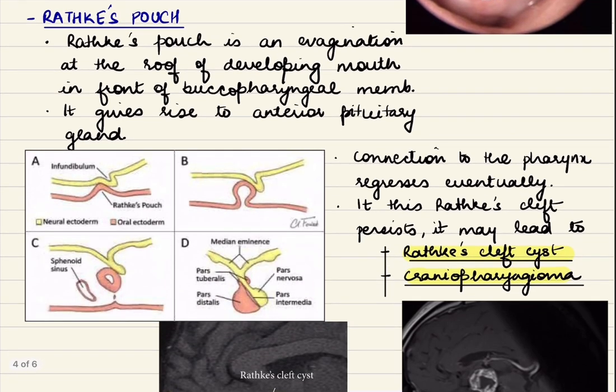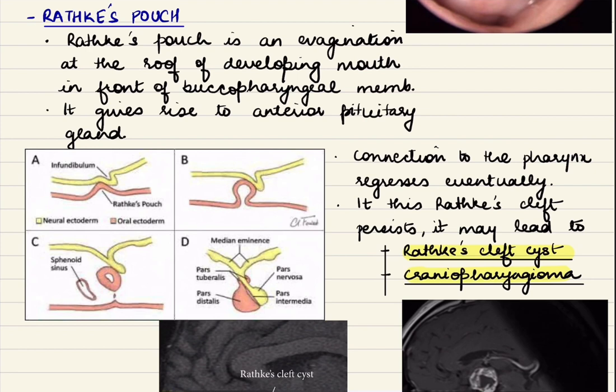Now, another structure important from the embryological point of view is Rathke's pouch. This pouch is an evagination of the roof of the developing mouth in front of the buccopharyngeal membrane, and this gives rise to the anterior pituitary gland. Now, as you can see in this diagram, this is the oral ectoderm with this being the Rathke's pouch, and this forms the anterior pituitary gland.